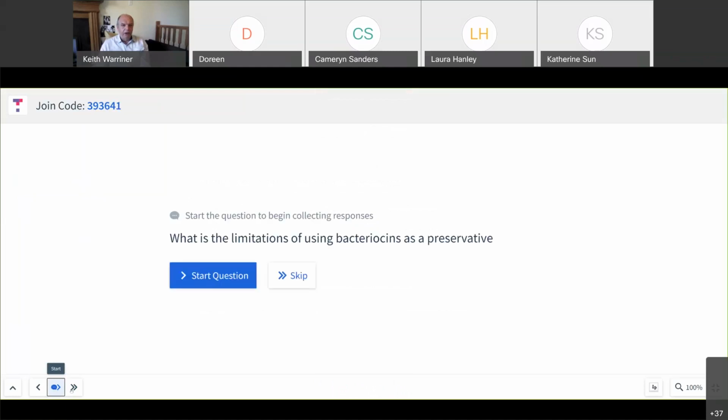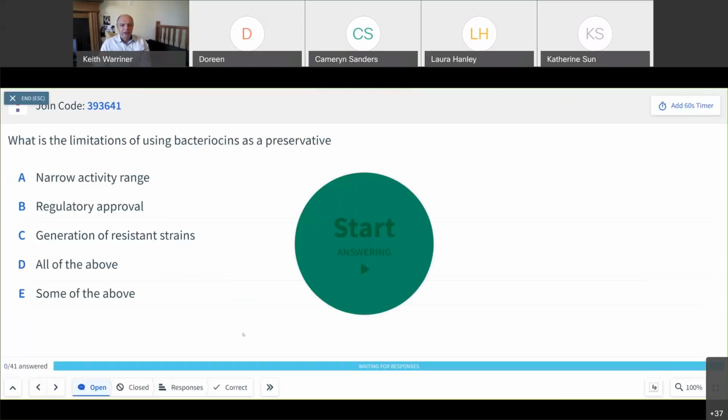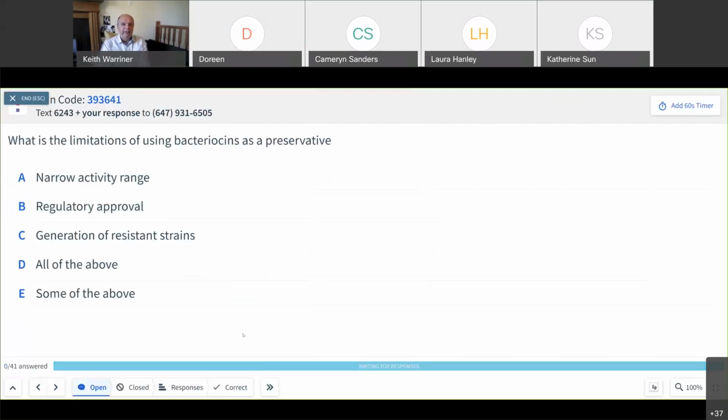All right, so I think I've said this, but what are the limitations of using bacteriocins as a preservative? With bacteriocins, they seem to be the golden bullet, or silver bullet, whichever you prefer, because they're natural and they've got this potent antimicrobial activity. Is it because it's a narrow activity range? Is it regulatory approval, generation of resistant mutants, all the above, or some of the above?